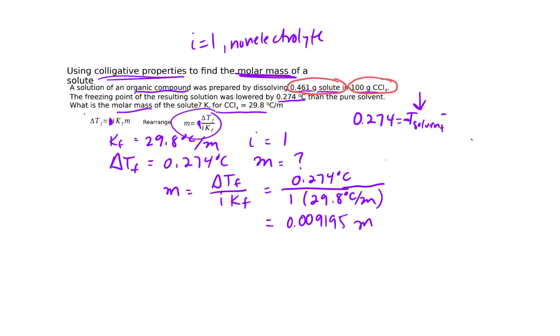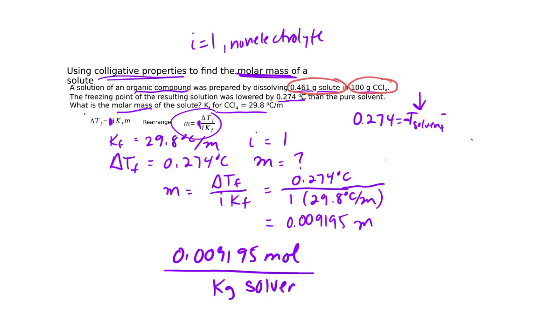Okay, so that was supposed to be the easy part. Now we need to find the molar mass. We have molality. We have 0.009195 moles per, what's the denominator on molality? Kilograms of solvent. Okay, and our goal is to get grams per mole of solute.